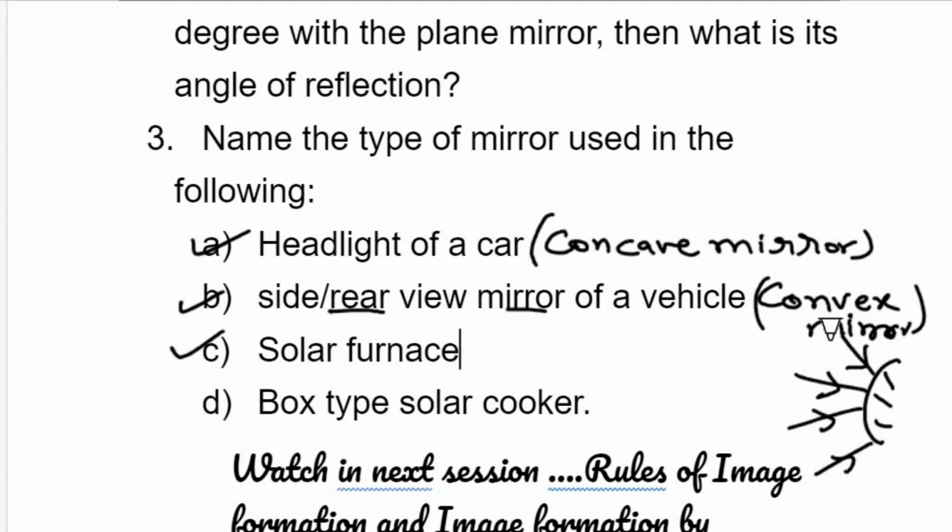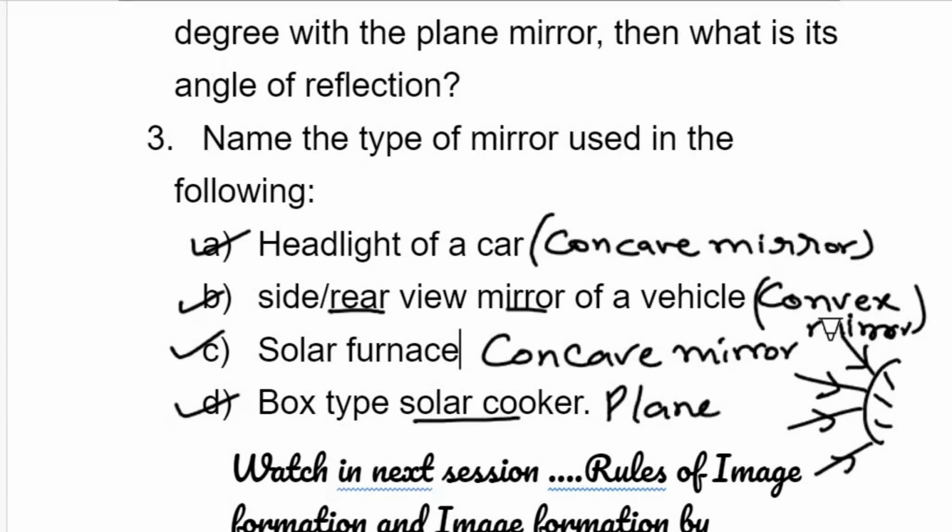The third one, solar furnace. In solar furnaces, concave mirror is used because solar rays or sun rays are focused at a point, and at that point temperature rises, and that rise in temperature is used for power production. Box type solar cooker. In box type solar cooker's lid, inside part of the lid, plane mirror is used. So this is the quiz on whatever we have learned in this session.